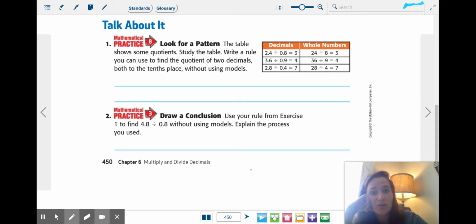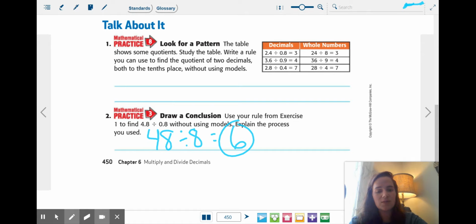Okay. Number 2 says use your rule from exercise 1 to find 4 and 8 tenths divided by 8 tenths. So the rule we just said was if we're dividing a decimal to the tenths place by a tenths place, we can treat it as whole numbers. So what ends up happening is we get 48 divided by 8. That's a math fact, and we know that equals 6 whole groups. Okay. Therefore, that's our answer. When it says explain the process, I just sort of explain that using numbers in this case. It doesn't always necessarily mean words if you can explain with numbers.